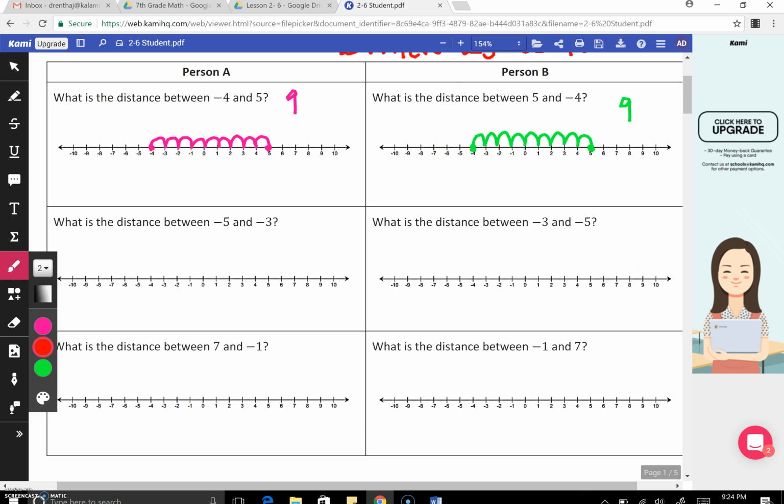Okay, next one for person A. So that's going to be me. What is the distance between -5 and -3? So I'm going to put a point at -5 and a point at -3. I'm going to start counting from -5 because that was the first point. And I'm going to go 1, 2. So pretty simple. The distance between -5 and -3 is 2. You guys try it for this one.